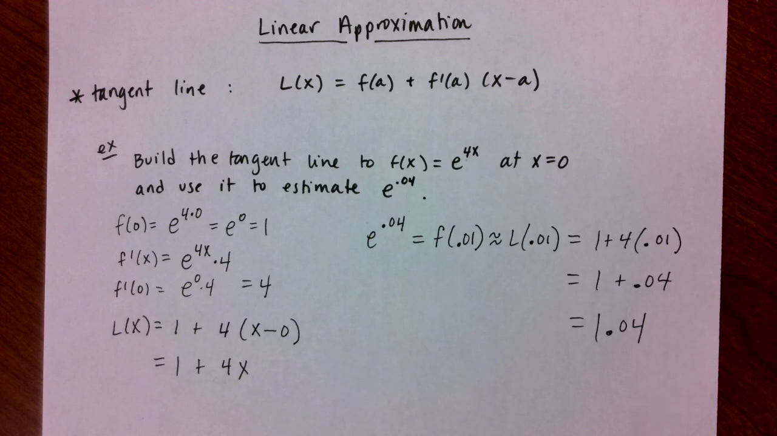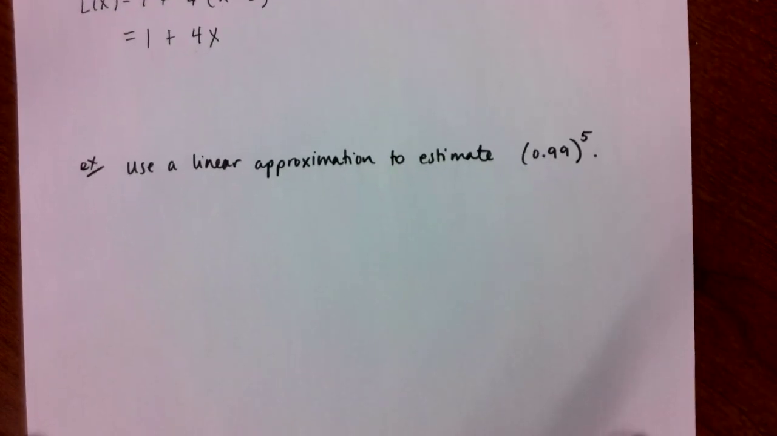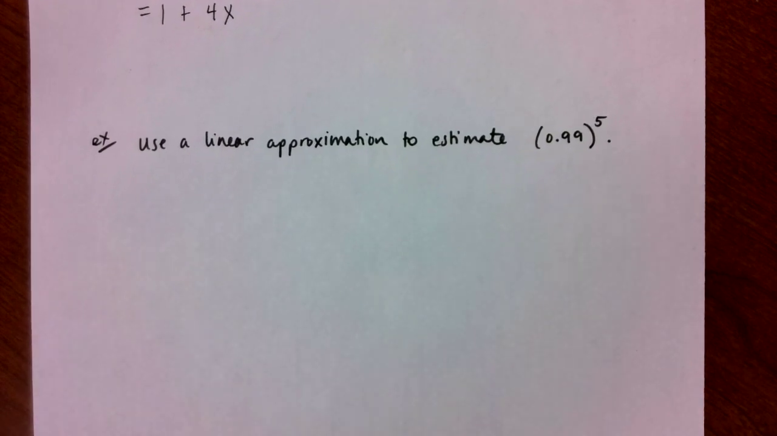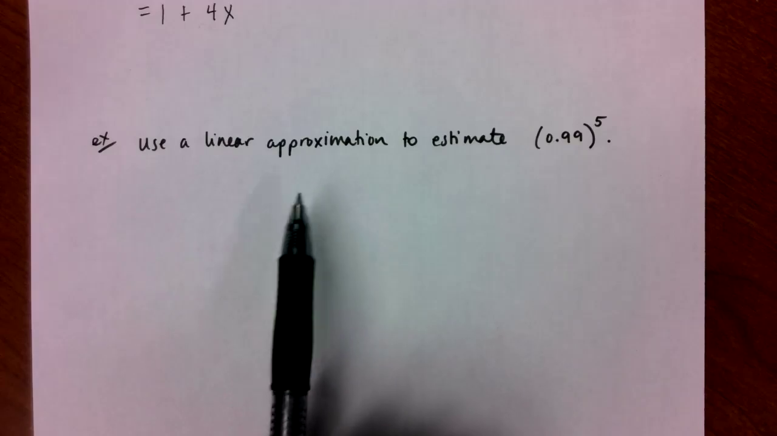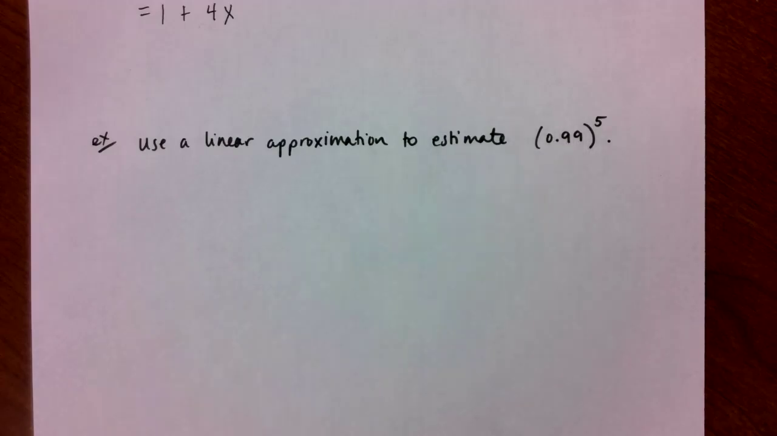All right, let's try our second and final example for this video, which is kind of the other setup for problems in this section. This has a lot less information in the instructions, but it is the same type of problem. So this just says, use a linear approximation to estimate 0.99 to the 5th power.